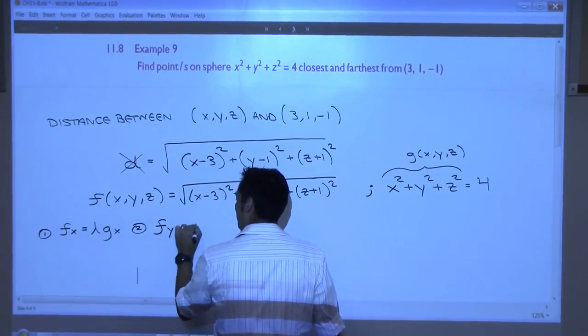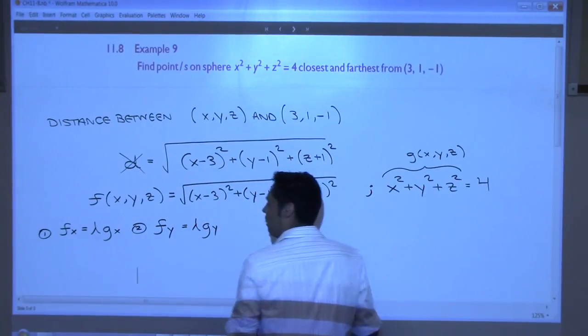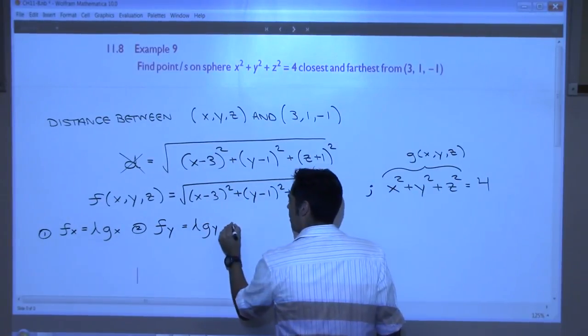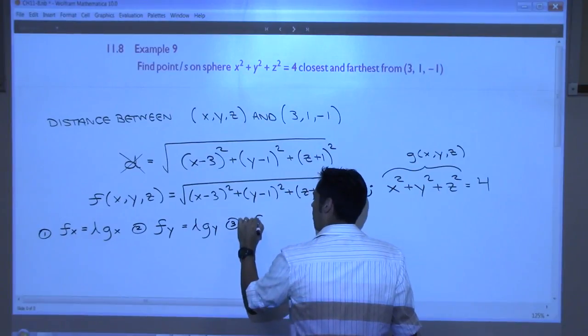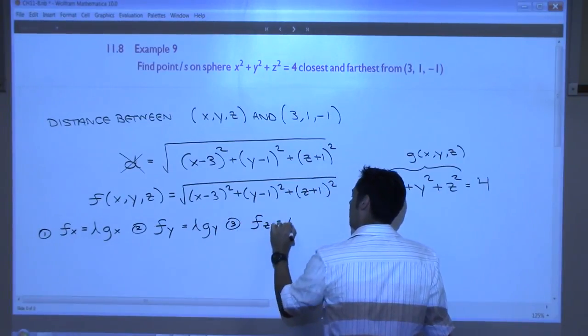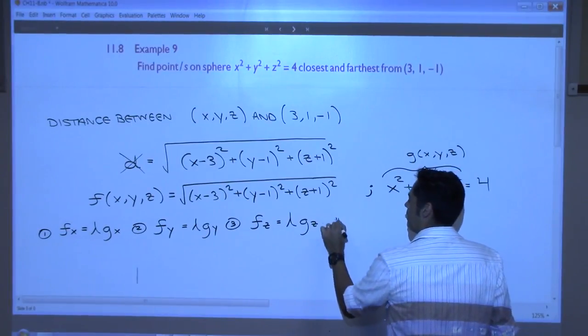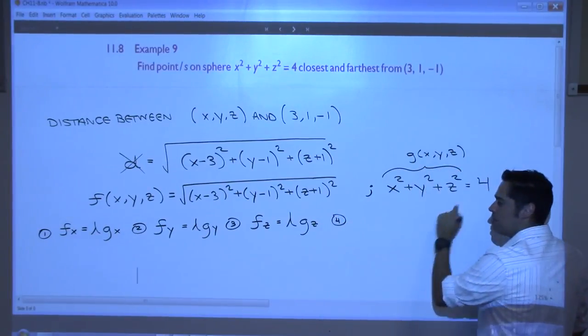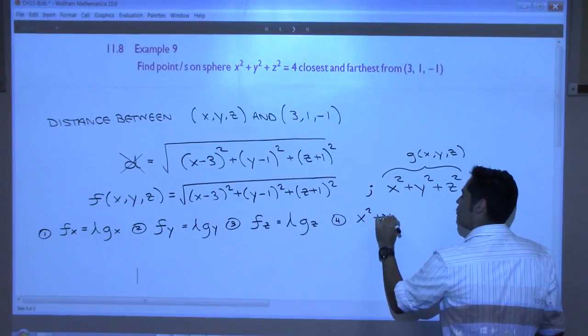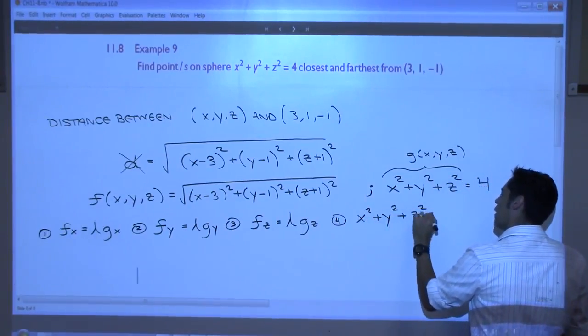Partial of f with respect to y equals lambda partial of g with respect to y is the second equation. The third equation is the partial of f with respect to z must be equal to lambda times the partial of g with respect to z. And then the fourth and final equation is going to be the constraint equation itself, which is x squared plus y squared plus z squared equals 4.